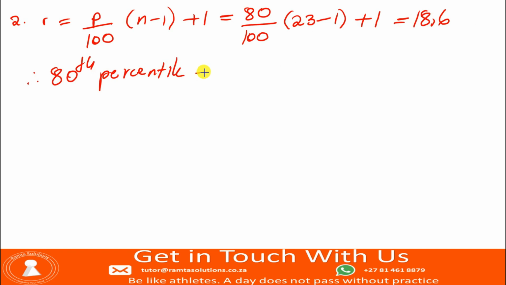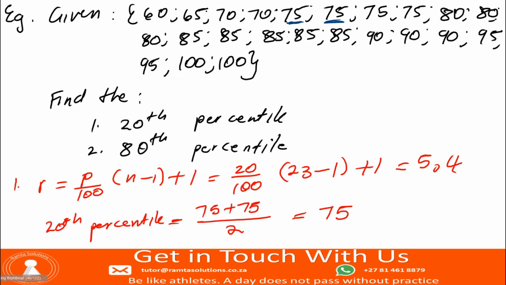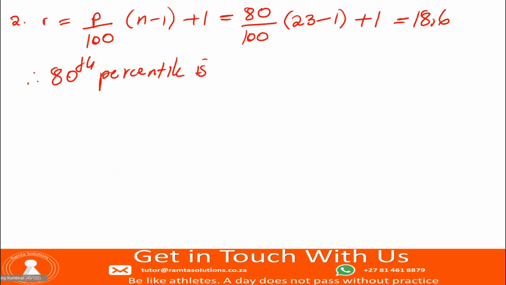For the 80th percentile, let's look for the 18th and 19th term. This is the 6th, so 7, 8, 9, 10, 11, 12, 13, 14, 15, 16, 17, 18, 19. So it's 90 plus 90, all over 2. 180 over 2 is 90. Therefore, the 80th percentile is 90.